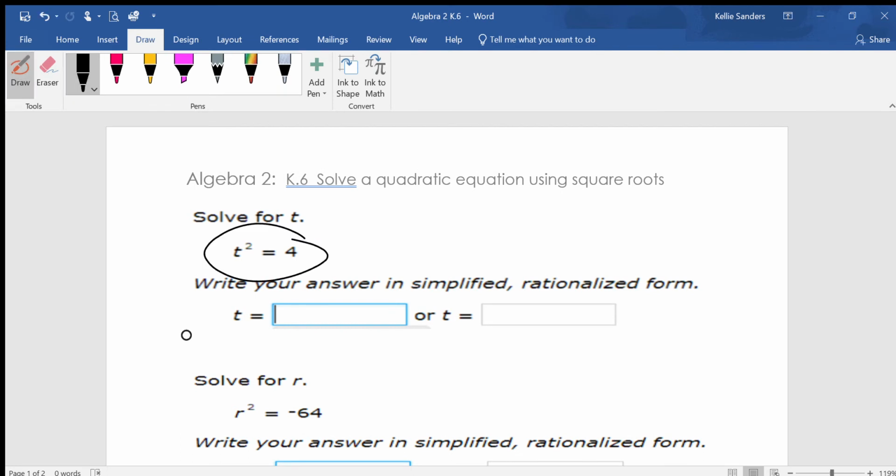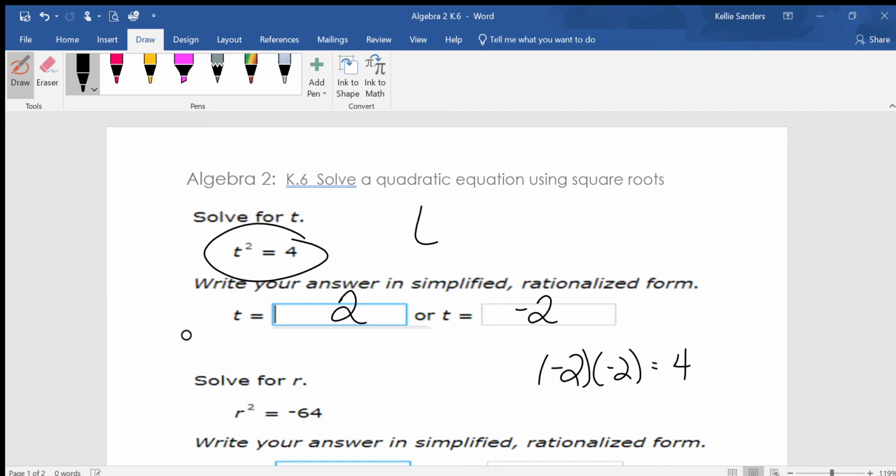t squared equals 4. What squared equals 4? What can you square to equal 4? Well, your first reaction is going to be 2, right? Because 2 times 2 is 4. But what about negative 2? Negative 2 times negative 2. What's a negative times a negative? A positive 4. So that's why there's going to be 2 answers for most of these problems.